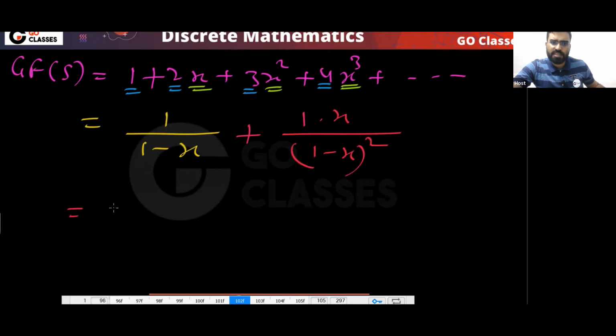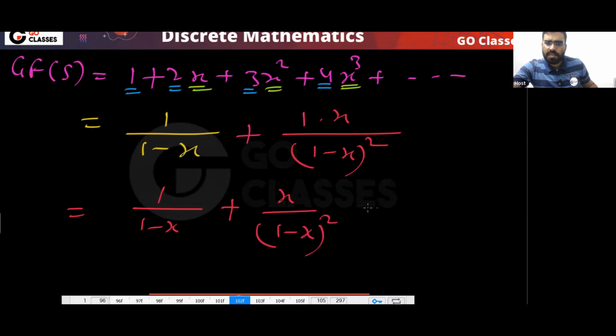So your generating function is what? Your generating function is 1 upon 1 minus x plus x upon 1 minus x whole square. They can also give it like this, 1 upon 1 minus x whole square. So you can take the LCM, then you will get 1 minus x plus x.